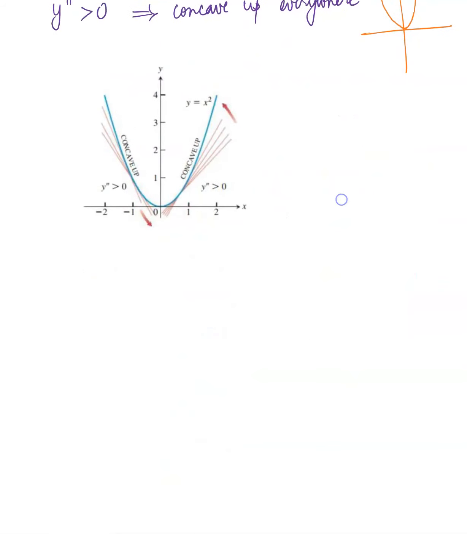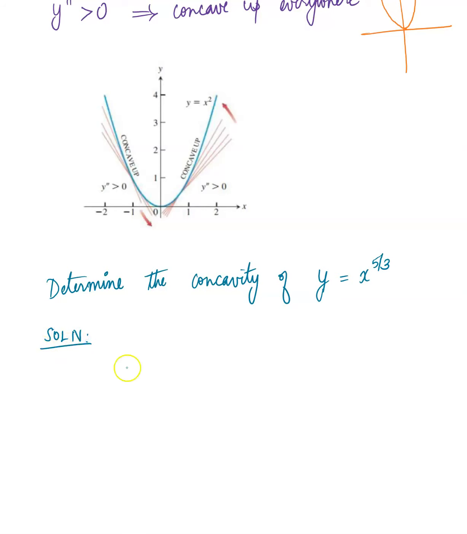Our next question then is, determine the concavity of y equals x power 5 over 3. We don't immediately recall what the shape of this could be. So this is a good example for us to understand the concavity from algebra. So y prime is 5 over 3 x power 5 over 3 minus 1, which is 2 over 3, isn't it?